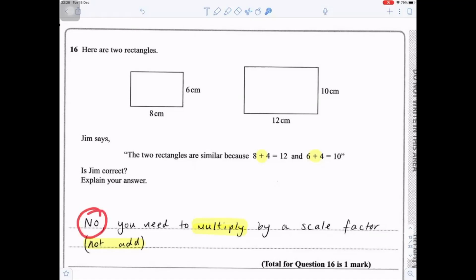It's no. You need to multiply by a scale factor and not add. So you do not add 6 plus 4 to get 10 and add 8 plus 4 to get 12. You want a scale factor where you multiply and not add. So Jim is not correct.